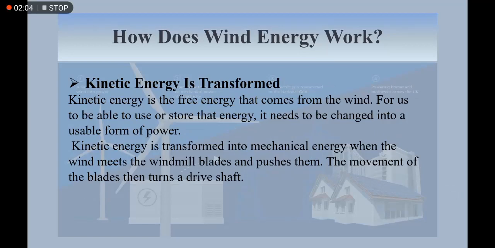The second step is kinetic energy is transformed. Kinetic energy is free energy that comes from the wind, but to store that energy, it needs to be changed into a usable form of power. Kinetic energy is transformed into mechanical energy when the wind meets the windmill blades and pushes them. The movement of the blades then turns a drive shaft.